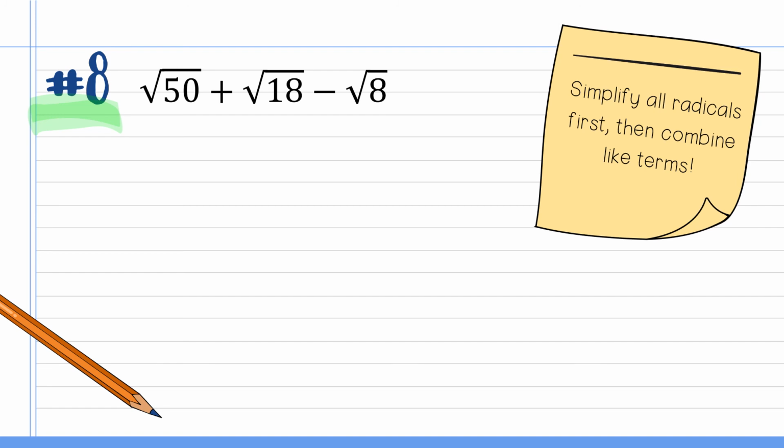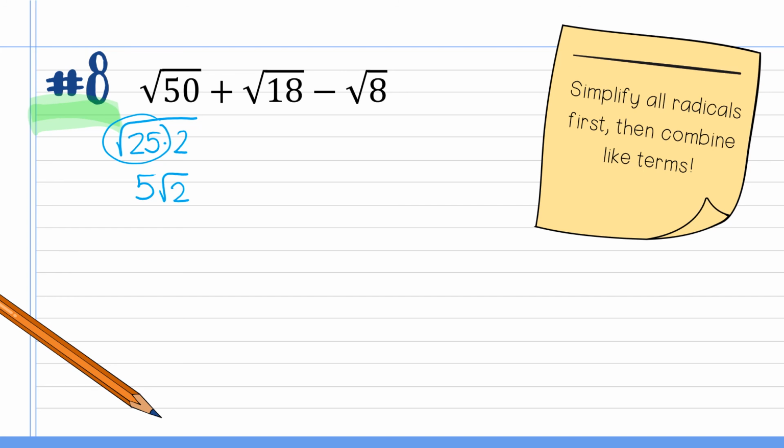And I'm going to go through the steps. Again, if you don't need to go through the steps, that is totally fine. Feel free to jump ahead. So here, the square root of 50, I'm going to write as the square root of 25 times 2, choosing 25 because that is a perfect square. And I know that the square root of 25 is just 5, and I still have a root 2.